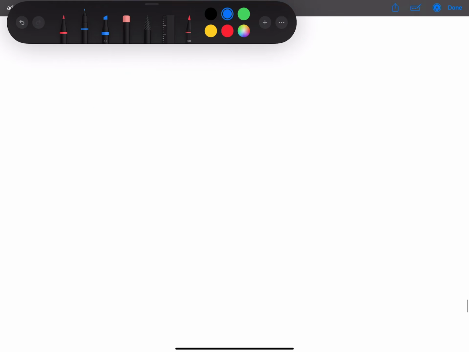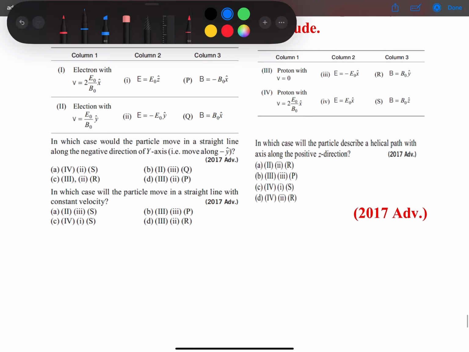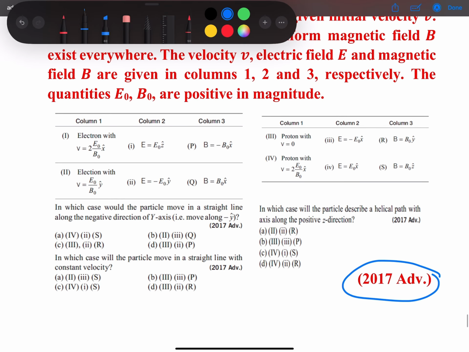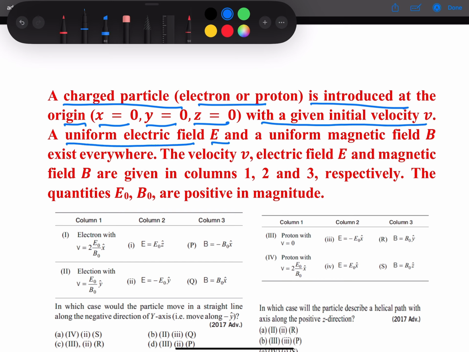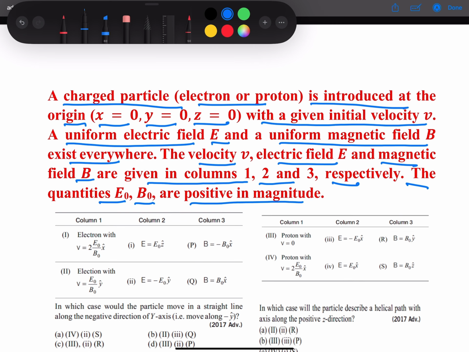And now we come to the next question that was asked in JEE Advanced 2017, and the question states that a charged particle, electron or proton, is introduced at origin x equal to 0, y equal to 0 and z equal to 0 with a given initial velocity v. A uniform electric field E and uniform magnetic field B exist everywhere. The velocity v, electric field E and magnetic field B are given in columns 1, 2 and 3 respectively. The quantities E0, B0 are positive in magnitude.